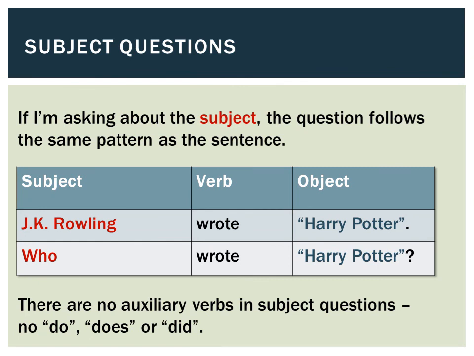So if I'm asking about the subject, the question follows the same pattern as the sentence. J.K. Rowling wrote Harry Potter, and who wrote Harry Potter? In the question, who is the subject? There are no auxiliary verbs in subject questions, no do, does or did.